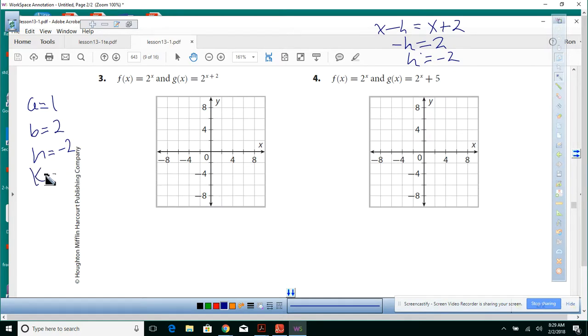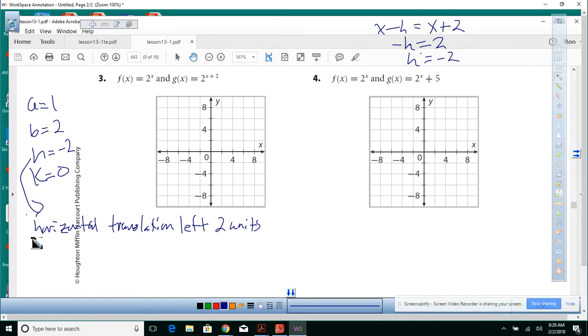You can do it that way as well. And k is 0. So what's the transformation here? H equals negative 2. So that's going to be a horizontal translation left 2 units. All right, horizontal translation, left 2 units.